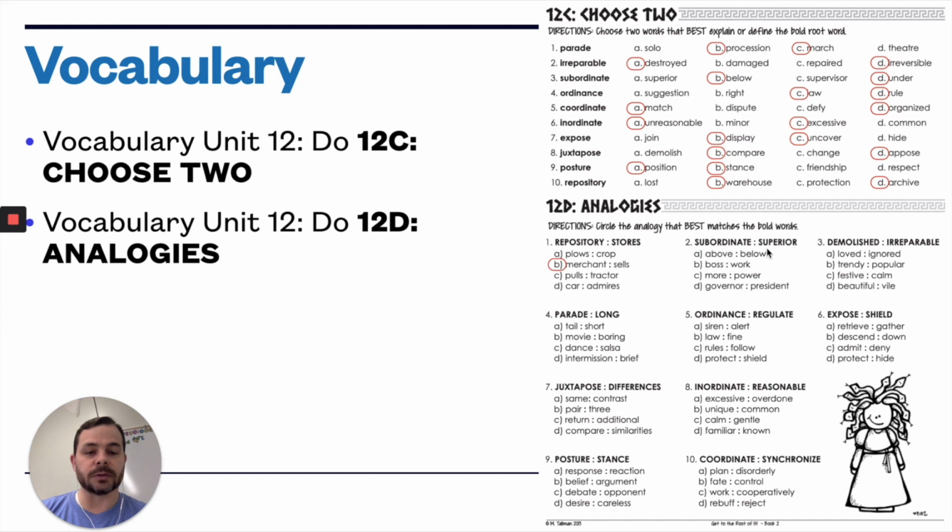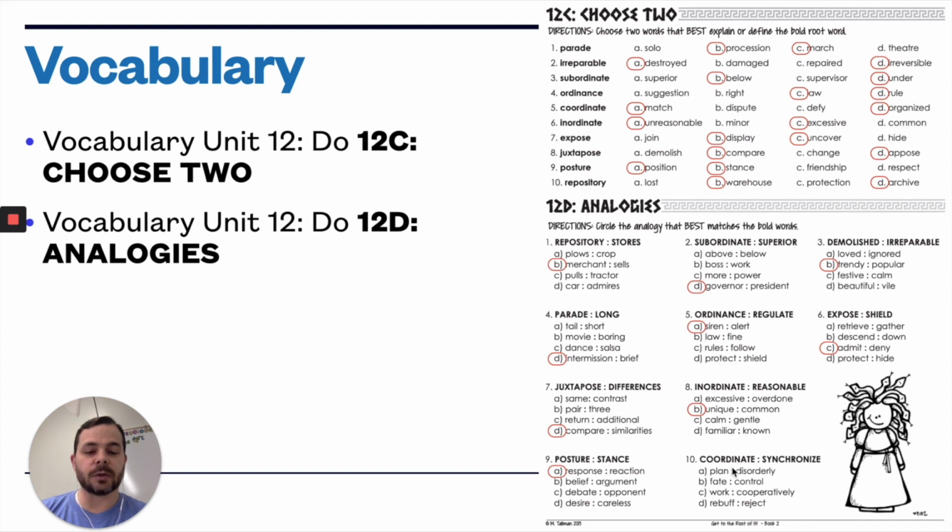2, subordinate is to superior as governor is to president. Demolished is to irreparable as trendy is to popular. Parade is to long as intermission is to brief. Ordinance is to regulate as siren is to alert. Expose is to shield as admit is to deny. Juxtapose is to differences as compare is to similarities. Inordinate is to reasonable as unique is to common. Posture is to stance as response is to reaction.